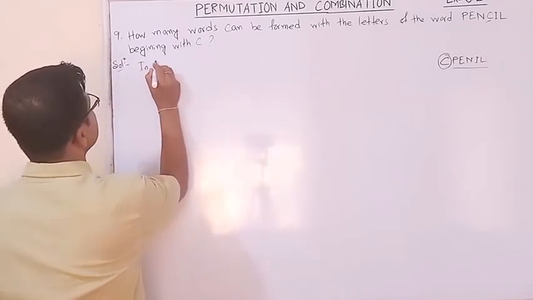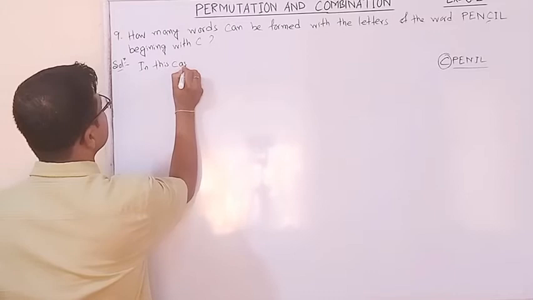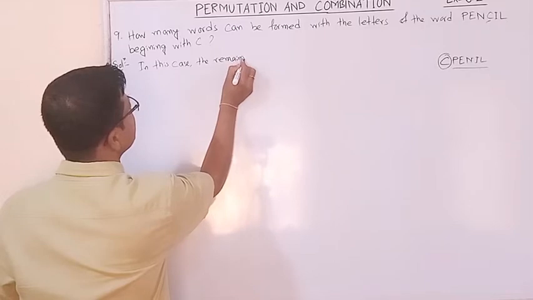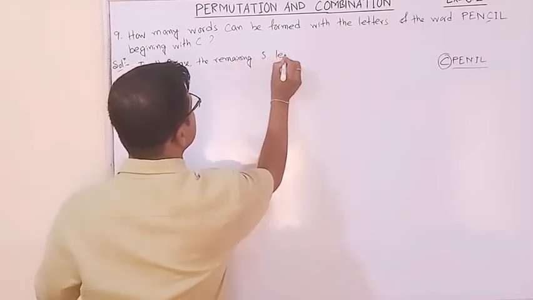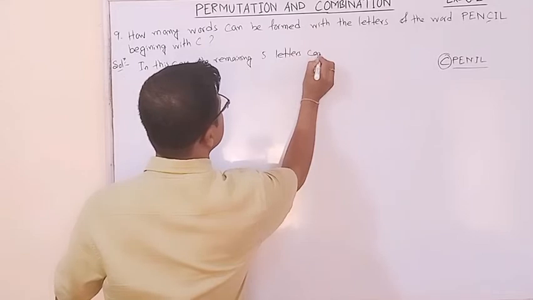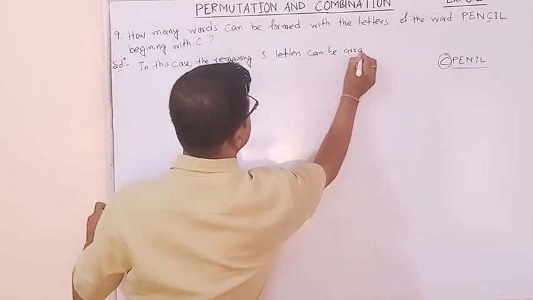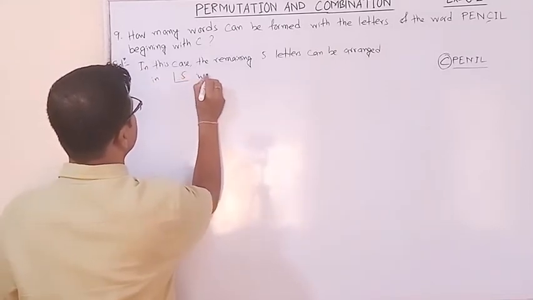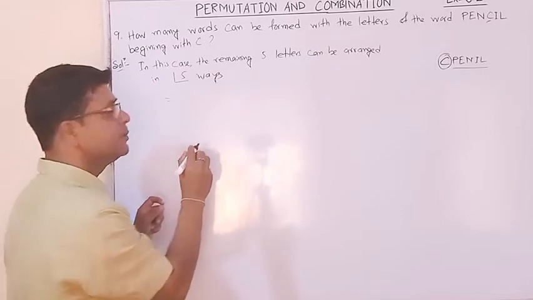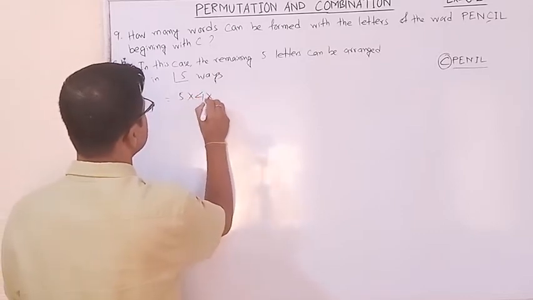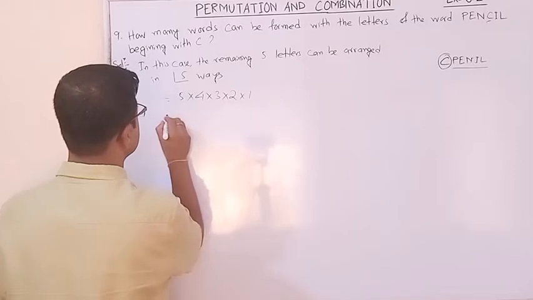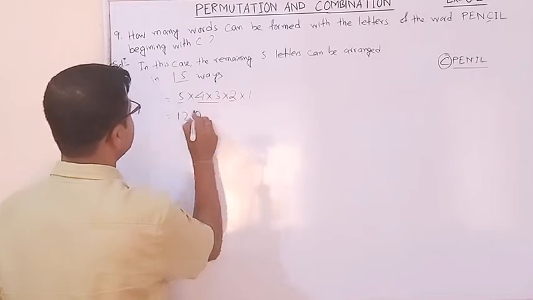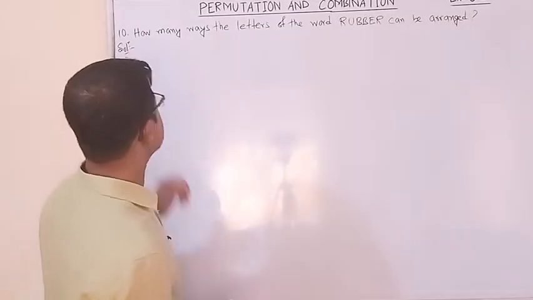In this case, the remaining 5 letters can be arranged in factorial 5 ways. Now factorial 5 means how many? 5 into 4 into 3 into 2 into 1. So this is 4 threes is 12 and 5 twos is 10. So 120 ways.